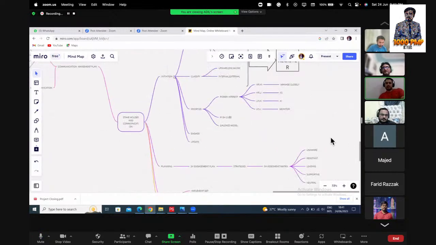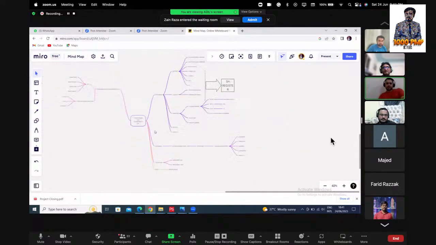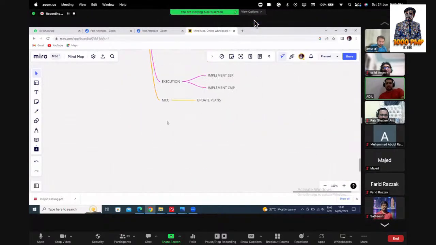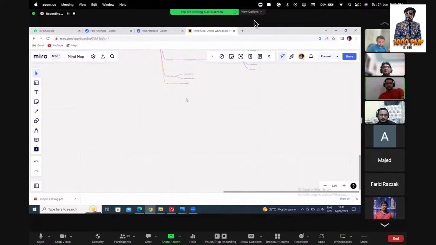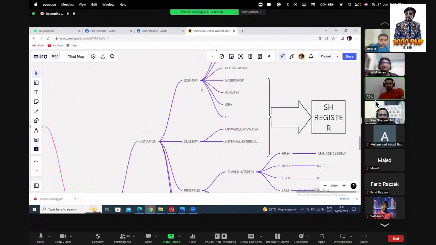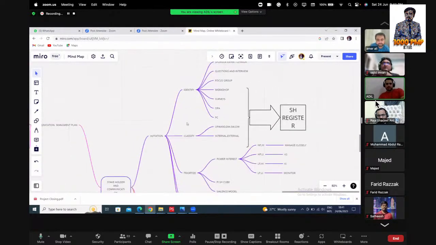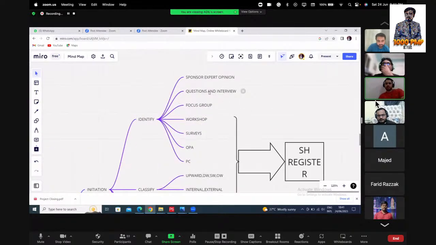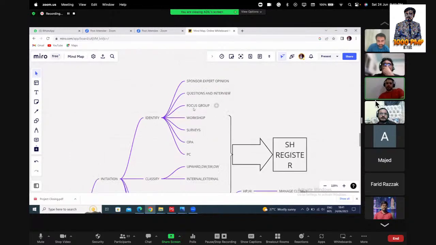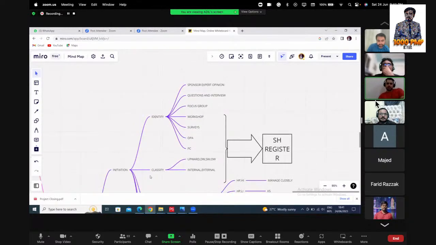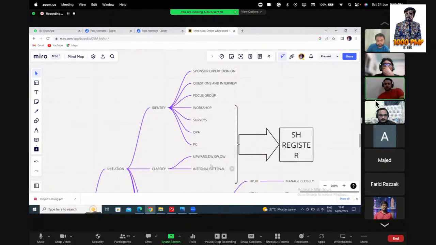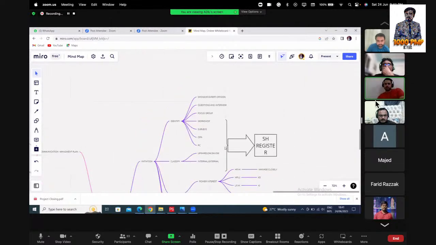Okay. Stakeholder and communication. It starts with initiation, planning, execution, and monitoring and control. In initiation, we have identify. In identify, we have the sponsor, expert opinion, questionnaires and interviews, focus groups, workshops, surveys, OPA, and PC, project charter. And in initiation, we classify into upward, downward, sideward, and outward, and internal and external. It will go to the stakeholder register.